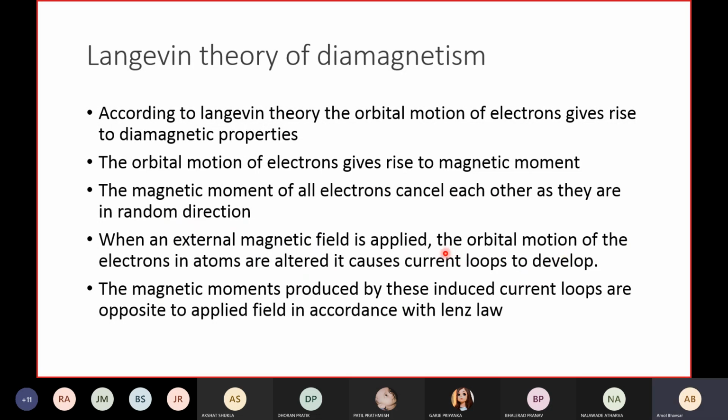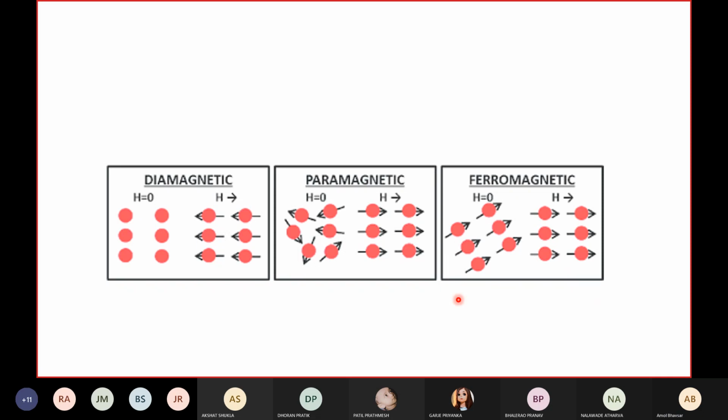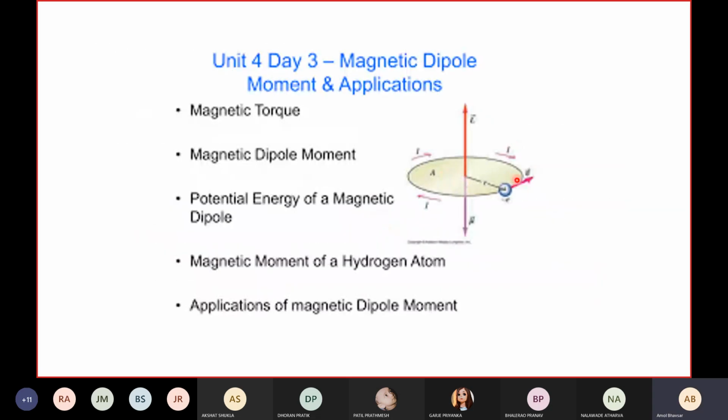So due to which, what happens? Current is generated. A current loop is generated there. The magnetic moment produced by these induced current loops is opposite to the applied field, in accordance with Lenz's law. Whatever current is generated is opposite to the magnetic moment of the electrons.